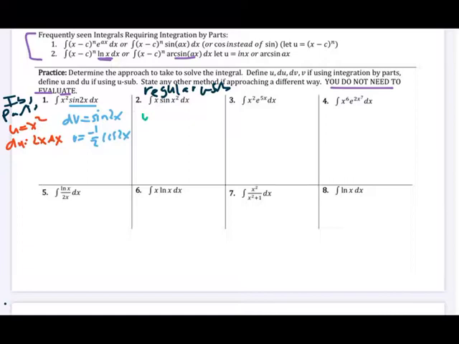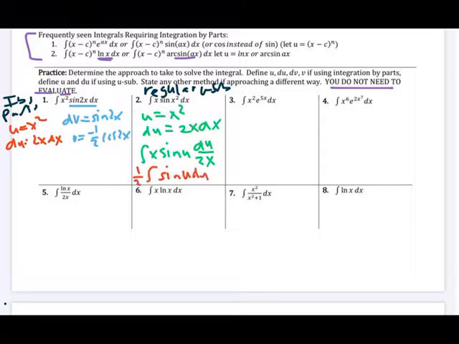We could let u equal x squared, so du would equal 2x dx. So we could rewrite this integral like this, which would then simplify to be 1/2 the integral of sine of u du, which you could pretty easily integrate. Looking at number 3, U substitution is not going to work.